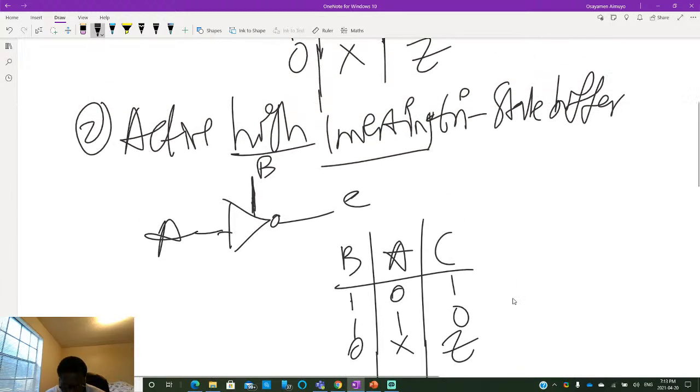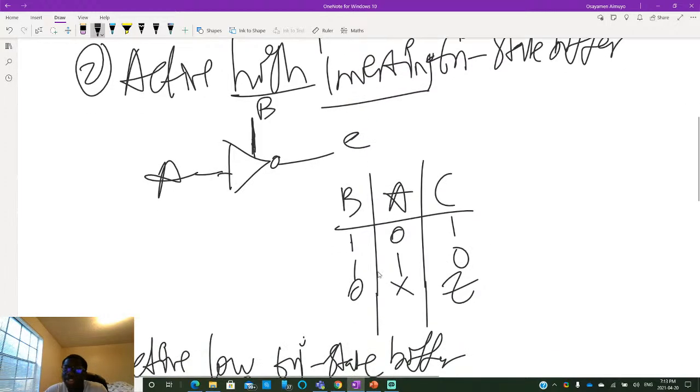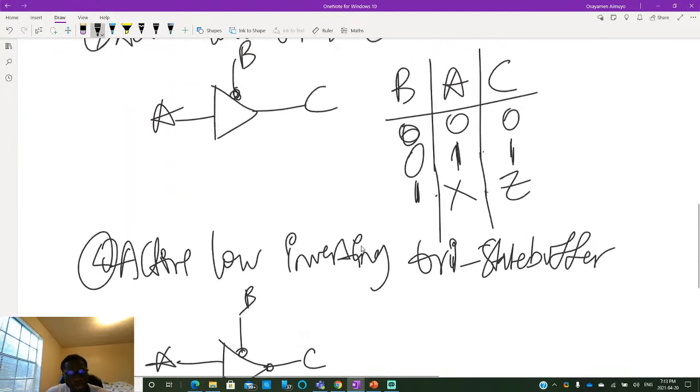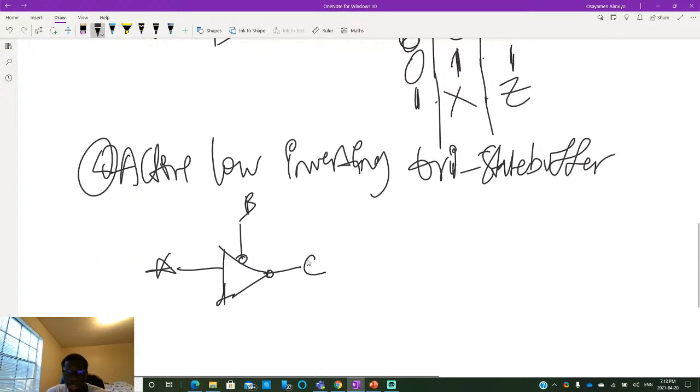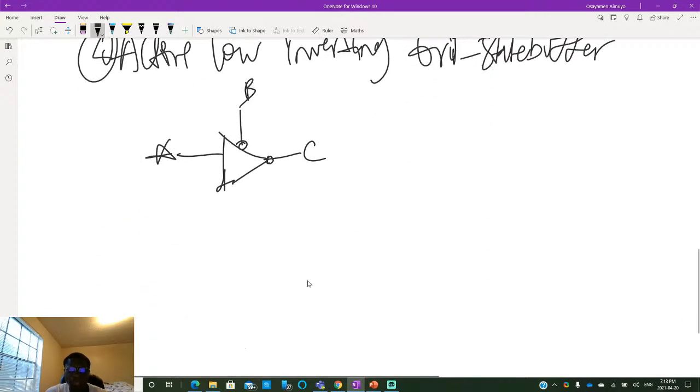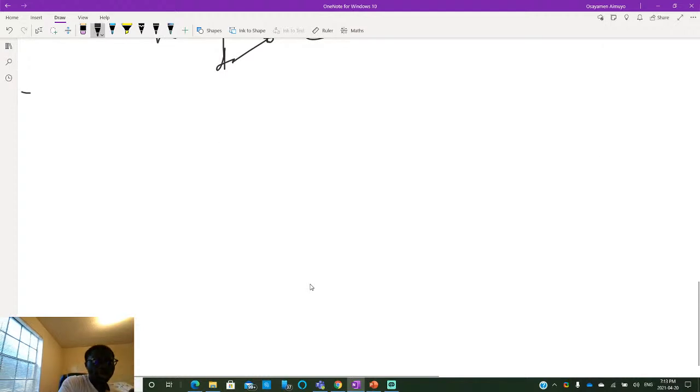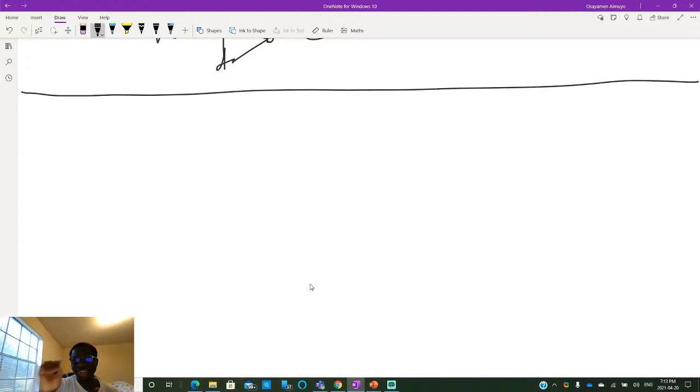Give me 1 second. Yeah, this one. So this is kind of like the NOT, as long as B is 1. Or this one here, as long as B is 0. Okay, so what combination yields an AND? Well, consider this setup. So we have something like this, right?